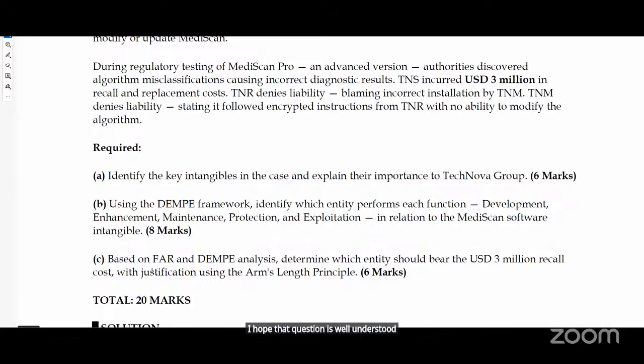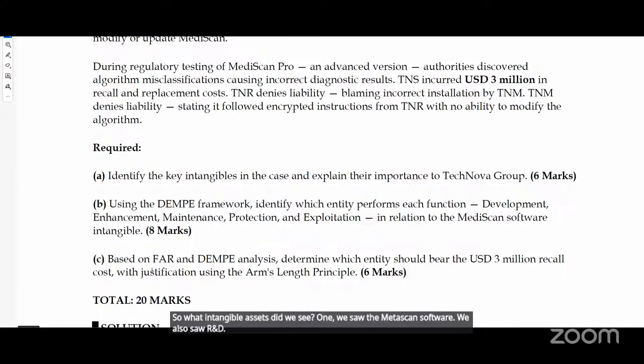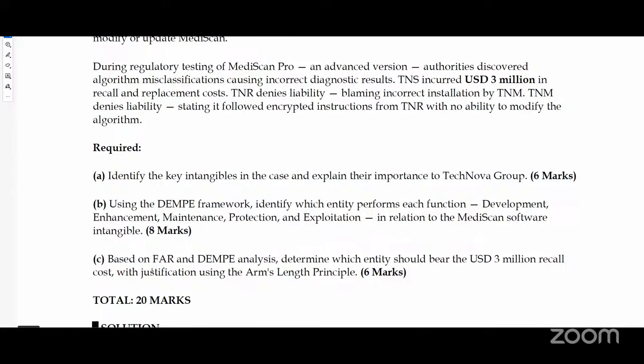So what intangible assets did we see? One, we saw the Mediscan software. We also saw R&D. We also saw their brand, which Technova Sales and Services was managing. So we saw three in there: the brand, the R&D, and the Mediscan software. Then using the DMP, who performs each function? Everything was on what? On TNR.